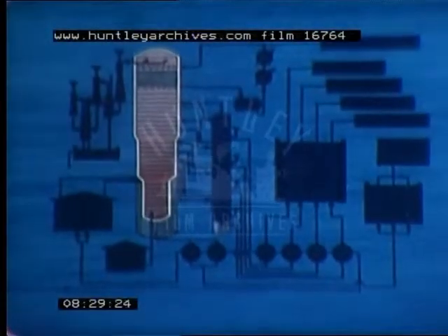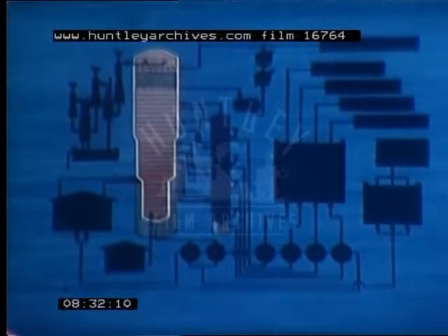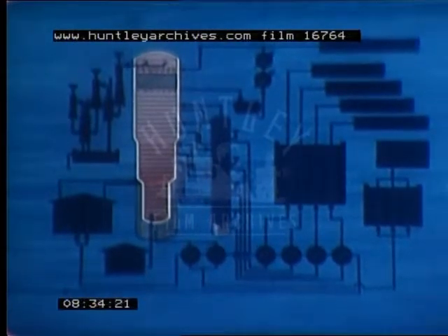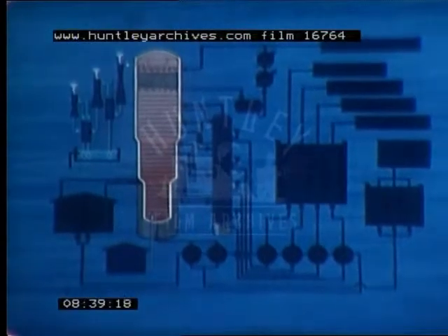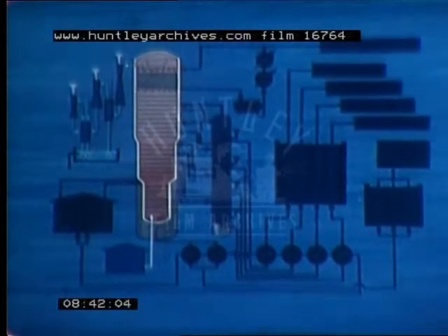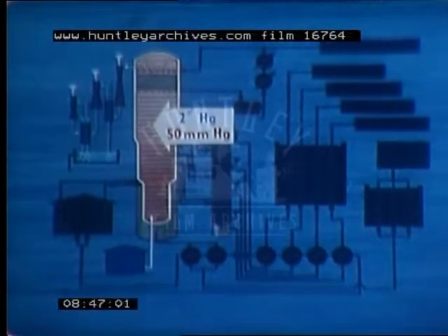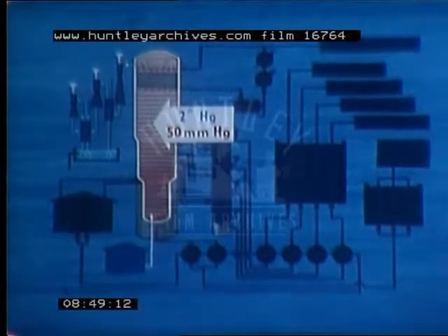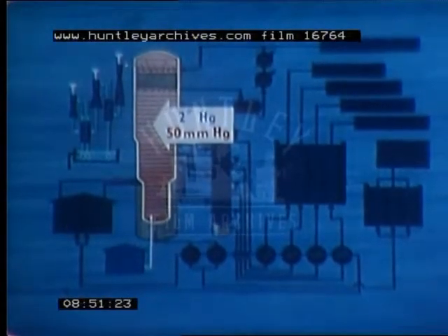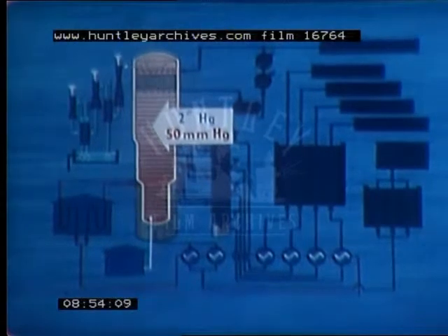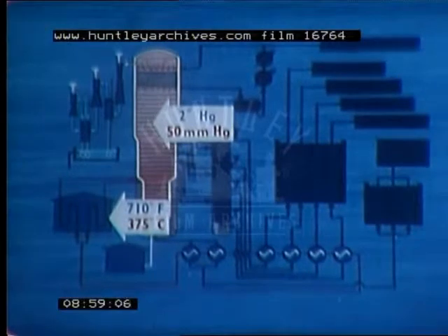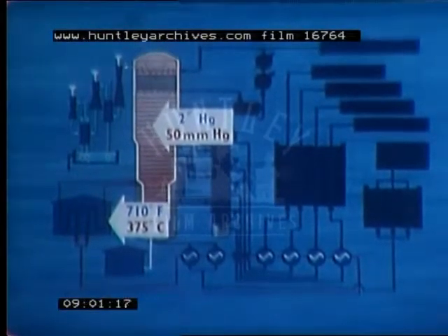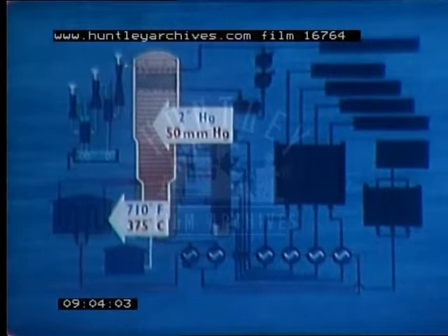So, put simply, the way in which the vacuum distillation unit works is this. The steam ejectors lower the pressure in the tower to a vacuum of about 28 inches of mercury, or, put the other way round, an absolute pressure of 2 inches of mercury. This, in turn, lowers the boiling point of the atmospheric residue so that in the heater it needs only to be heated to a temperature of about 710 degrees Fahrenheit. It is only above about 800 degrees Fahrenheit that cracking or decomposition begins.